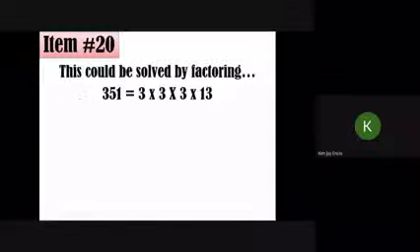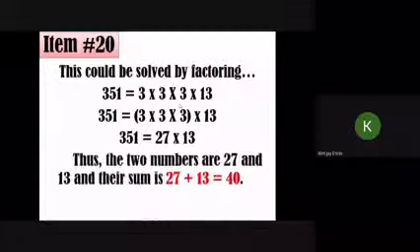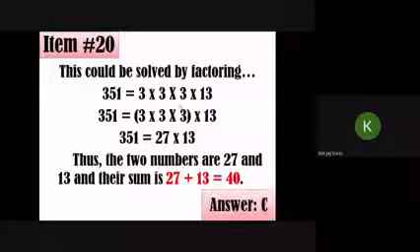But you could notice that 3 times 3 times 3 is not a two-digit number. But if you multiply them, 3 times 3 times 3 is actually 27, which is a two-digit number. So 351 could be expressed as 27 times 13, and they satisfy the given of being two-digit numbers, and the sum, therefore, is 27 plus 13, which is 40. Letter C.